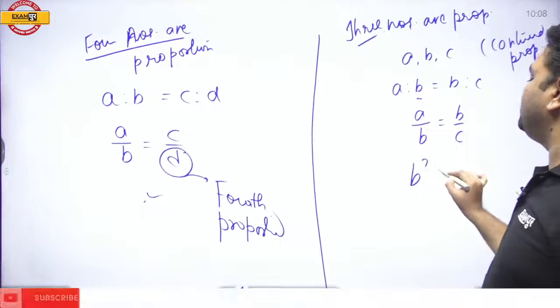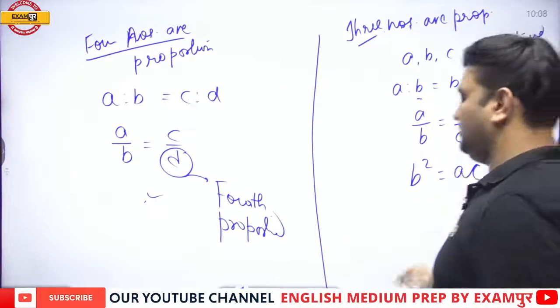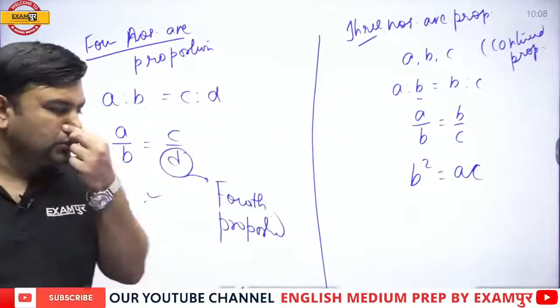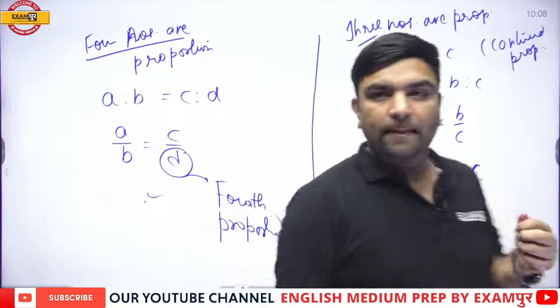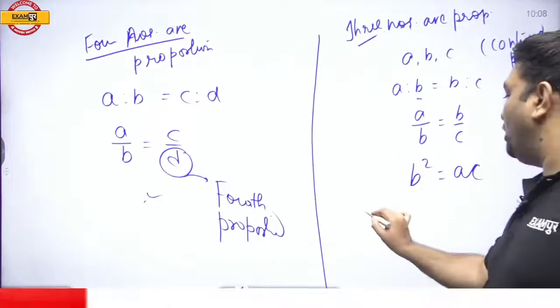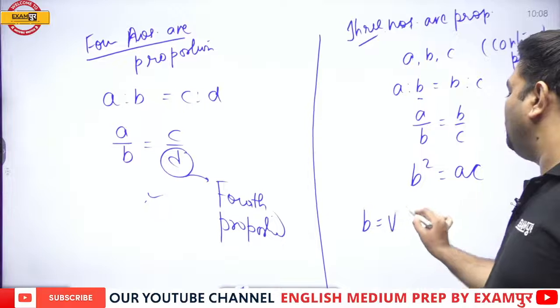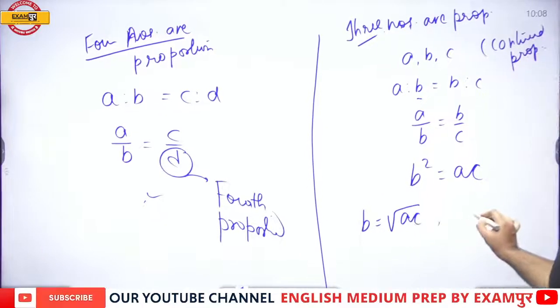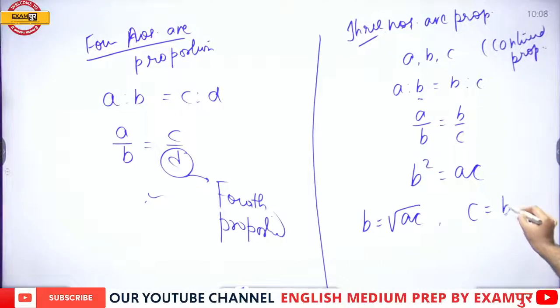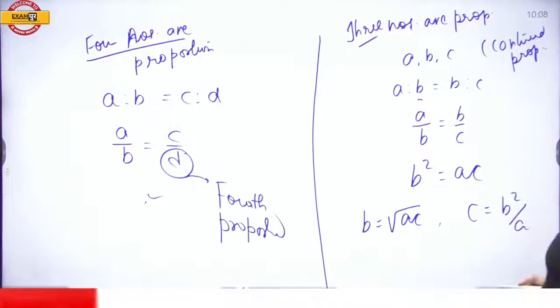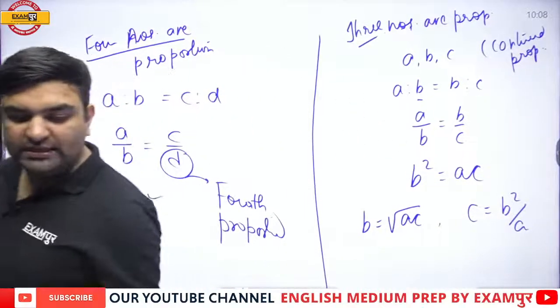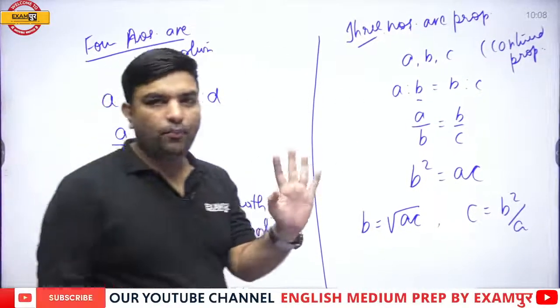So A by B is equal to B by C, or you can say B square is equal to AC. If you find B, it will come out to be under root AC. And if you find C, it will come out to be B square by A. So these two are both defined.